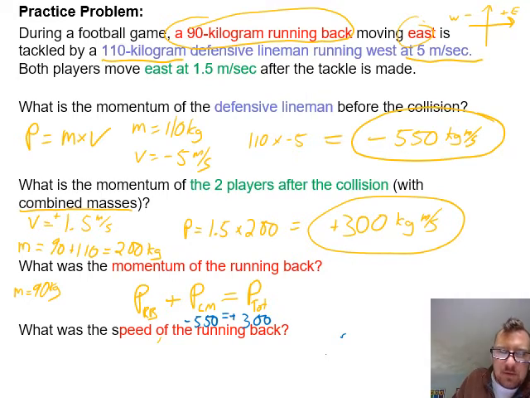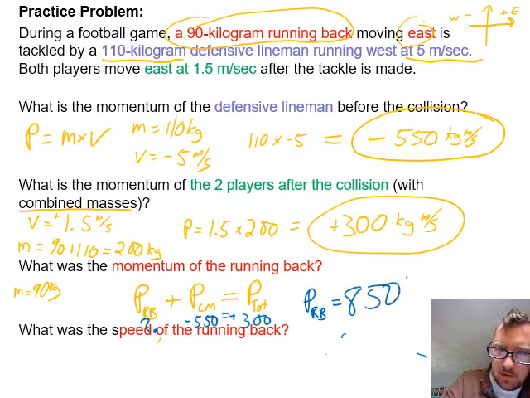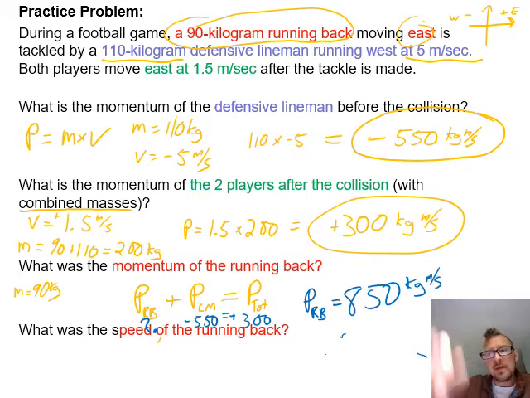And if this was simple math, you'd say, well, that means that the running back has to have more than 550 kilogram meters per second momentum. How much more? 300 more. So, you know, question mark. The answer would be to add 550 to both sides, and the momentum of the running back works out to be about 850 kilogram meters per second.